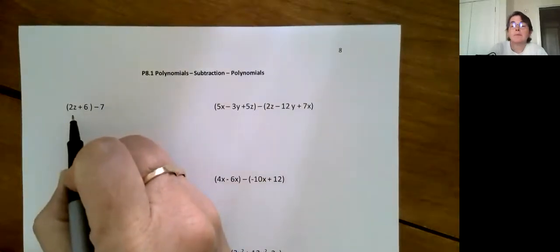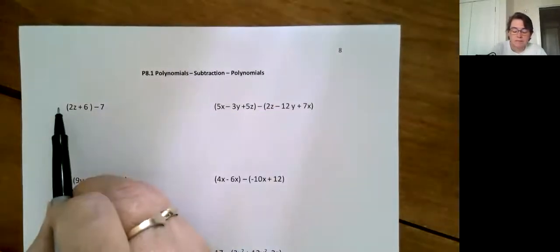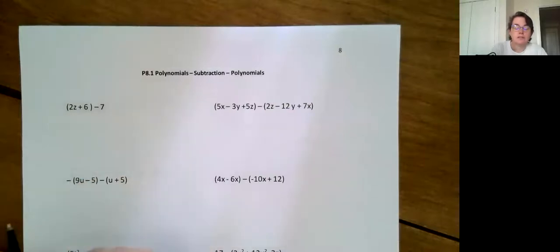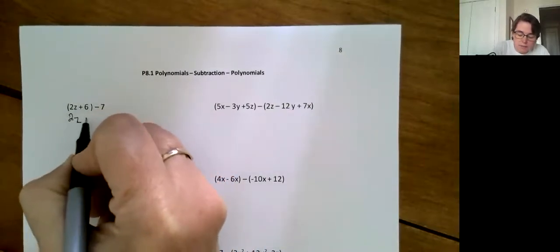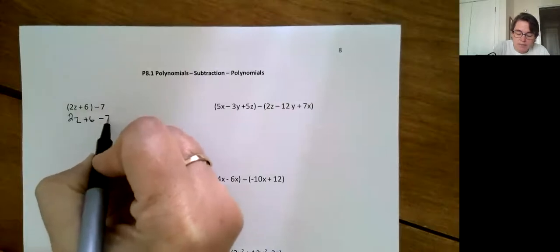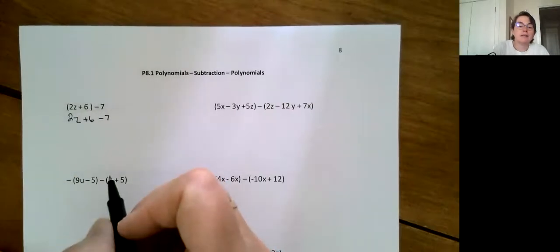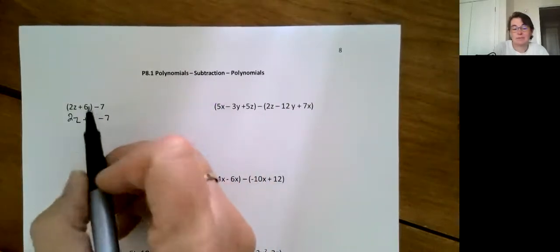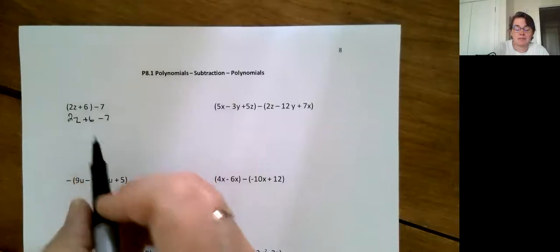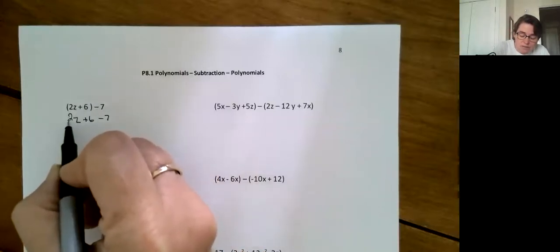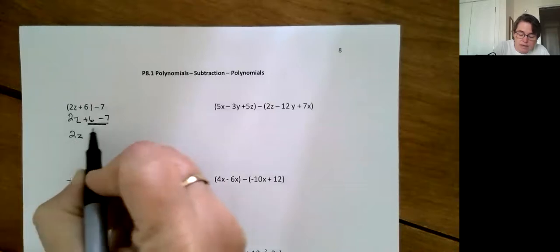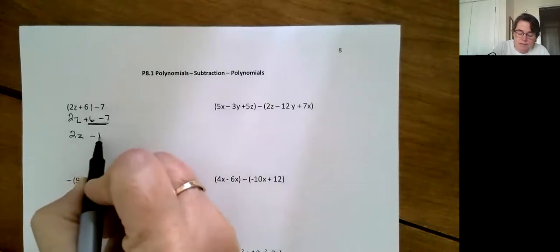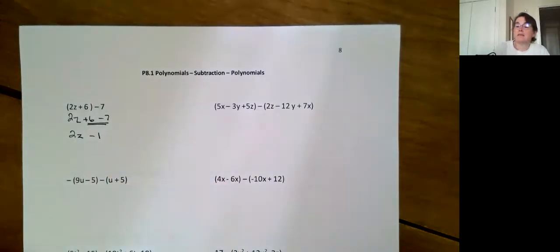So you've got to remember the rules with the brackets. If there's nothing in front, like this one, you can just drop the brackets. 2z plus 6 minus 7. And then we combine like terms. It was a subtraction question, but not really very challenging. So this is all I can put together. I'm going to bring down my 2z, and then 6 minus 7 is minus 1. And ta-da, that's all there was to that question.